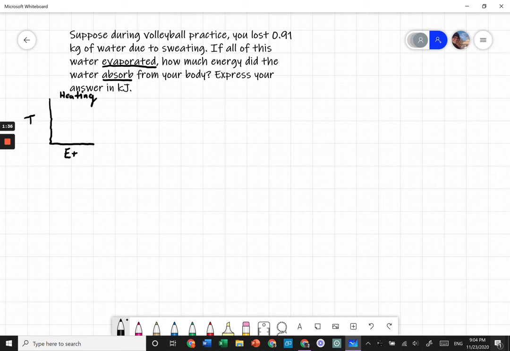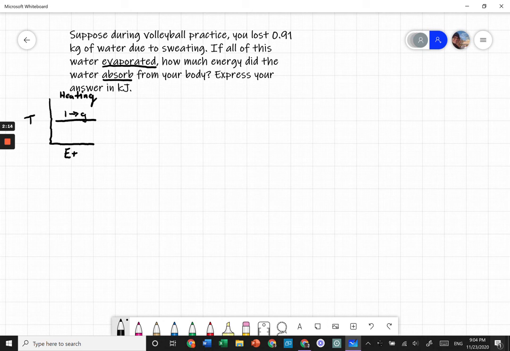Now, evaporated means it's going from a liquid to a gas. That means our curve should be a flat line in that region as we go from our liquid to our gas. Typically on a heating curve for water, when we go from a liquid to gas, that would occur at 100 degrees Celsius, but 100 degrees Celsius is the boiling point of water. Evaporation doesn't necessarily occur at that temperature because it happens on your body, which is not going to be at 100 degrees Celsius. So that's why I'm going to leave the temperature at which evaporation occurs blank.